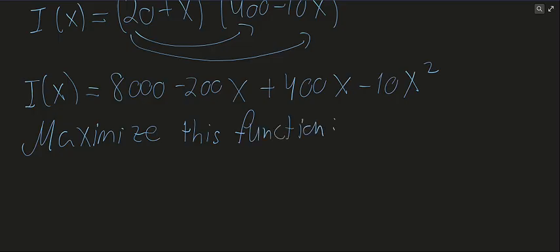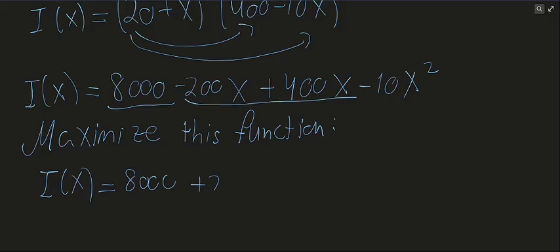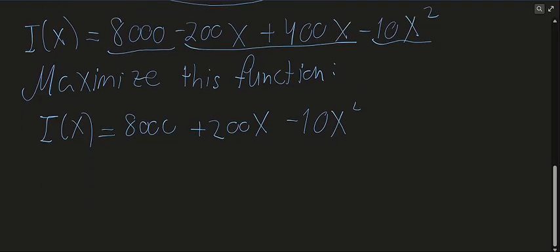So how do we do this? Let's simplify it. I of x is equal to 8,000, which has nothing to simplify with. We have negative 200x plus 400x, that makes plus 200x, minus 10x squared, right? Good. How do we find the maximum of this nice looking function?